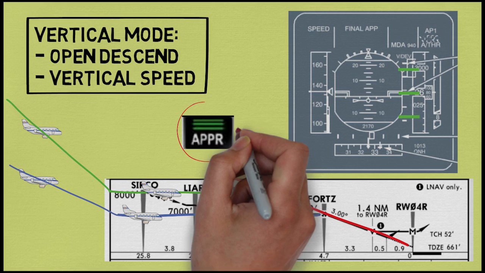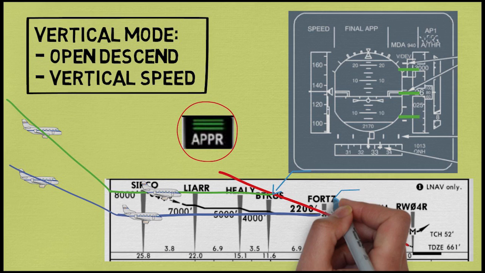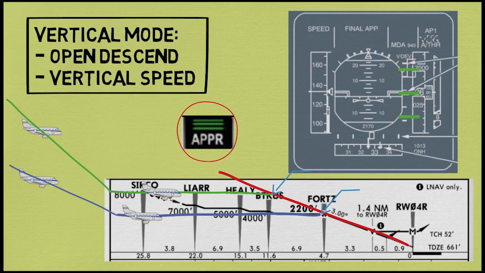When you are in the approach mode, the aircraft will then calculate a final descent point with a blue arrow indicated on the navigation display. Of course, this is just a simple example. Many other variables are available.